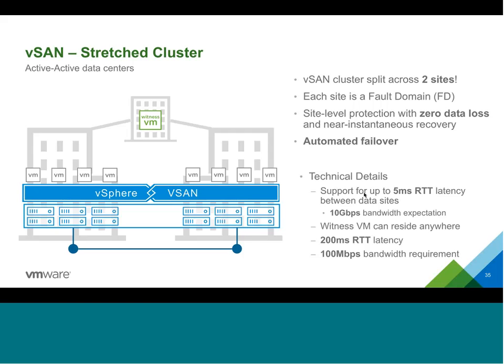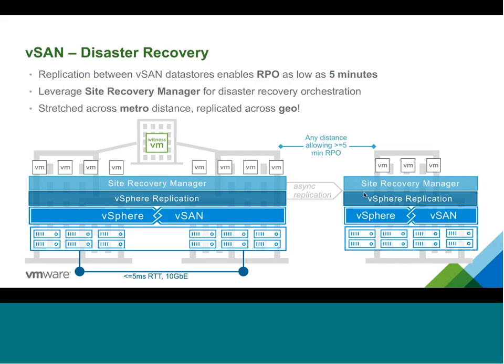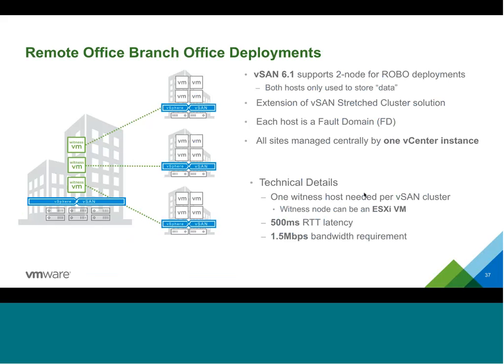So that kind of stretched cluster I can configure with VSAN. It helps in disaster recovery. So replication between VSAN datastores enables RTO as low as 5 minutes. Right? You can integrate it with Site Recovery Manager and across the metro distance and replicate it across geo. You can typically do that kind of configuration with VSAN. Remote office, branch office, that kind of deployment is something that you can do. That is a typical use case of VSAN.